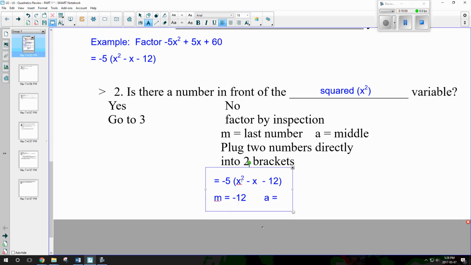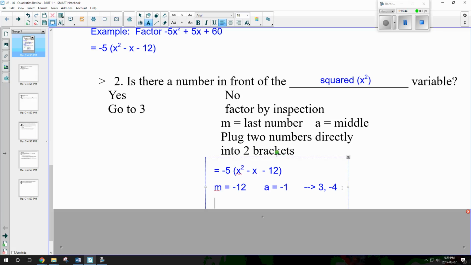Our a value, remember, is always the term that's in the middle with the single x. So in this case, just a negative 1. So we need two numbers that multiply to negative 12, but add to negative 1. And our two numbers happen to be 3 and negative 4. And remember, if you struggle to come up with those two numbers, write a list of all the different things that multiply to 12 and see which combination is the one that adds up to your a number.